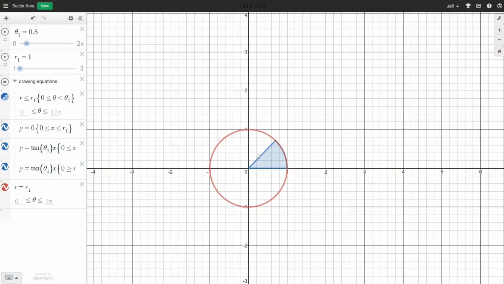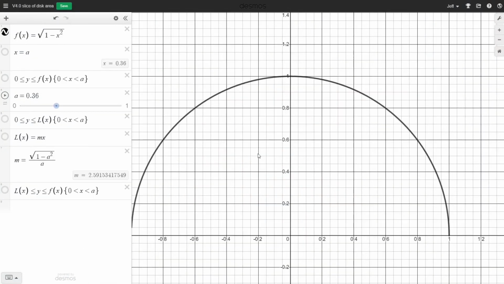Let's look at one more area problem. Here's part of a circle. I want to cut off the region in the first quadrant that is inside this circle, but to the left of this line. That region right there. How would we find the area of that region?